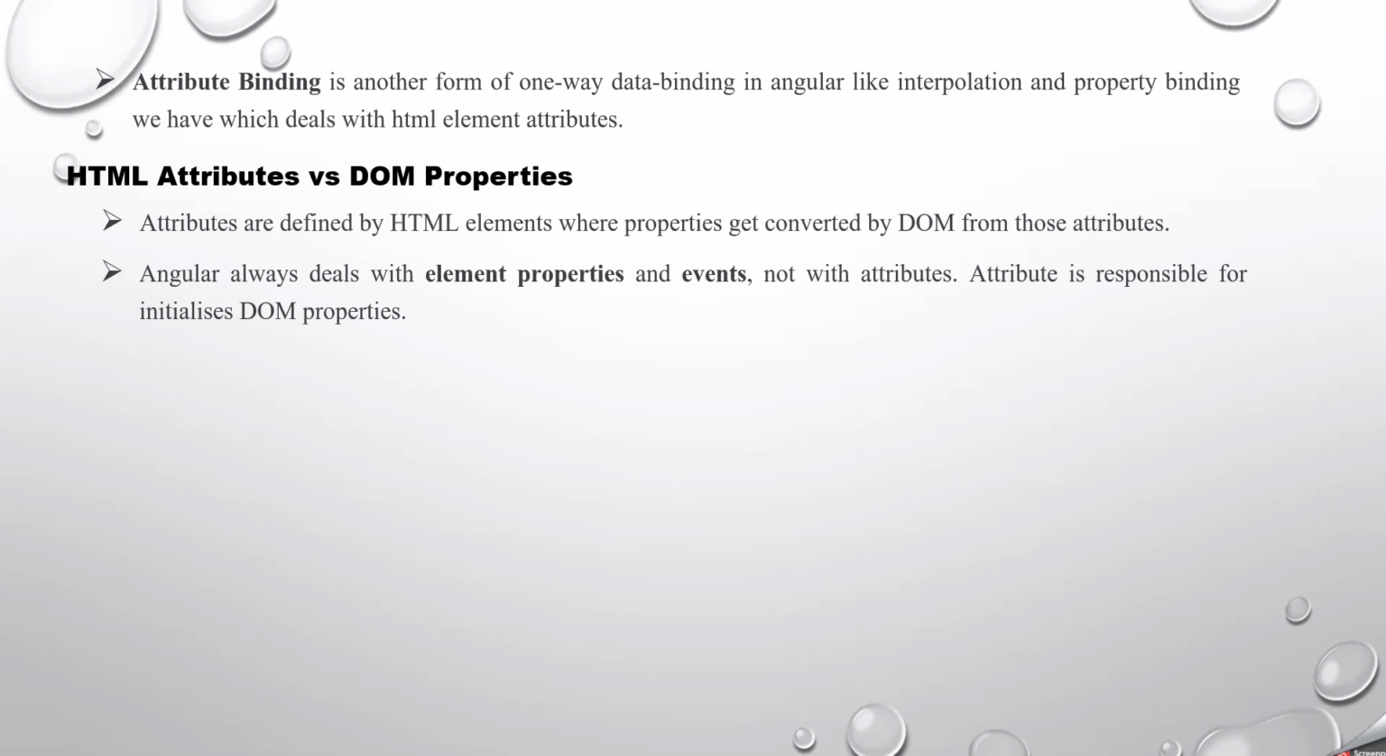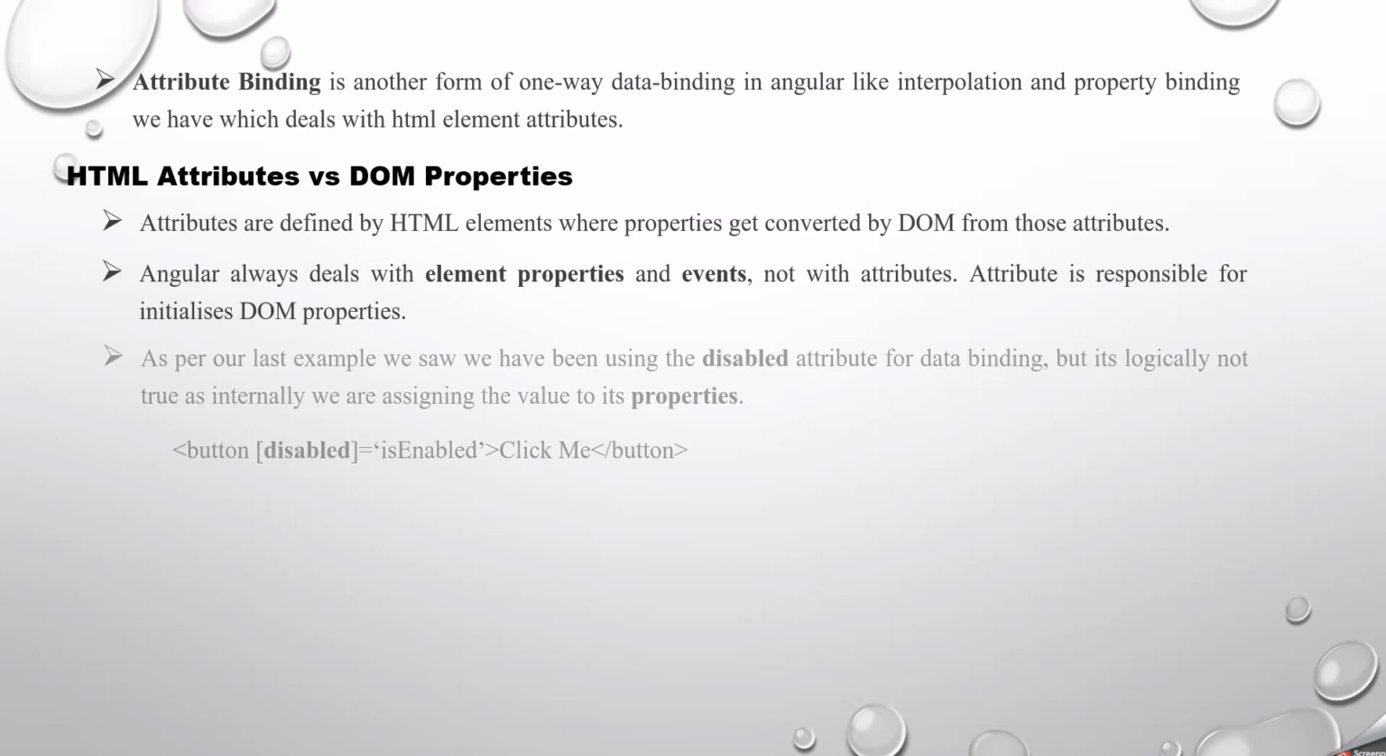So when you are creating an HTML with attributes, its job is, when the page is going to render dynamically, to initialize its respective or equivalent property. Okay, so as in our last example, we have been using the disabled attribute for data binding. But it's logically not true, as internally we are assigning the value to its properties.